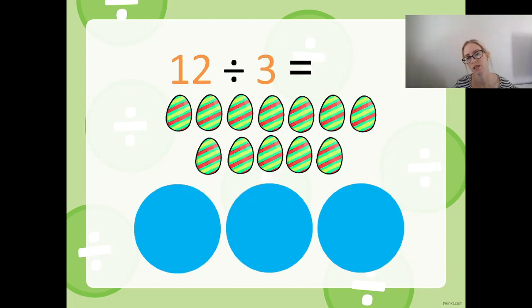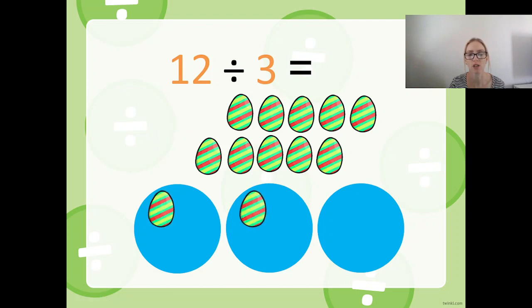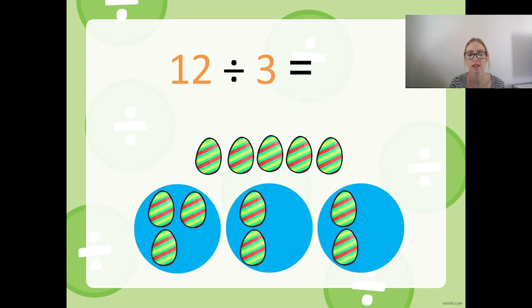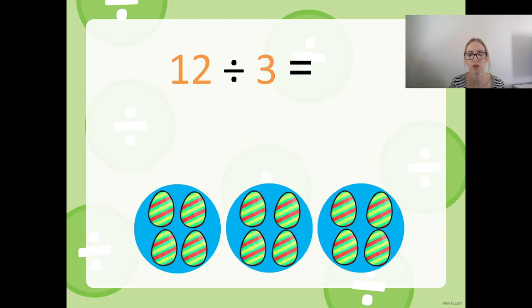All right, we've got some Easter eggs here and some little blue baskets. We have 3 blue baskets, so can you draw 3 baskets for me on your piece of paper? Remember, you can press pause if I'm going a bit too quick. So you've got your 3 baskets, and we have 12 eggs we need to share amongst our 3 baskets. So start drawing them in until you get to the number 12. 1, 2, 3, 4, 5, 6, 7, 8, 9, 10, 11, 12.